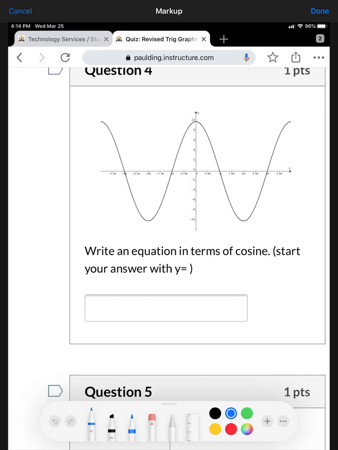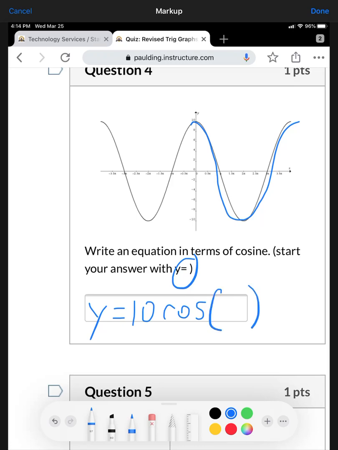Write an equation in terms of cosine. Okay, so there's my graph. And I did say start your answer with y equal. Amplitude is 10. Amplitude goes in front. The period is 4 pi. But we don't put the period in the equation. We put b in the equation.